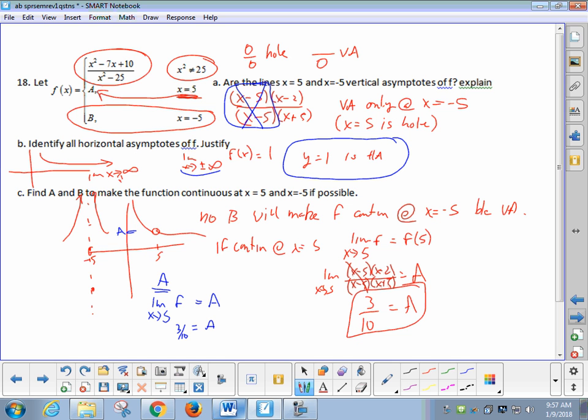As far as the vertical asymptote, you've got a vertical asymptote at -5. It doesn't matter where you put B. I could put B here, here, here, and here. It is never going to be continuous. Never. There's a vertical asymptote there. So in terms of if it's possible, it's not possible. No B will make the function continuous because there's a vertical asymptote. Okay? Questions? Anything I said wrongly or went too fast?